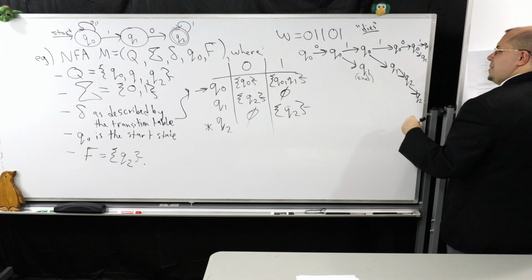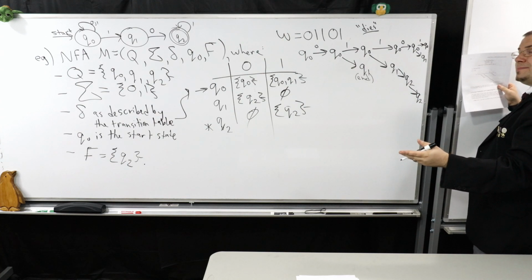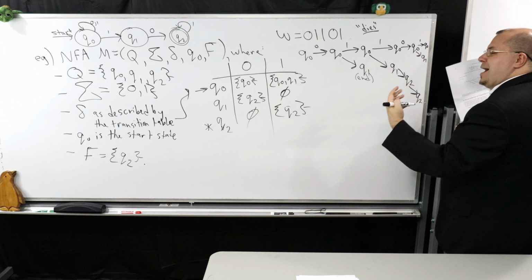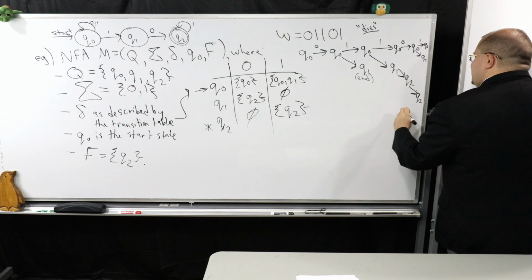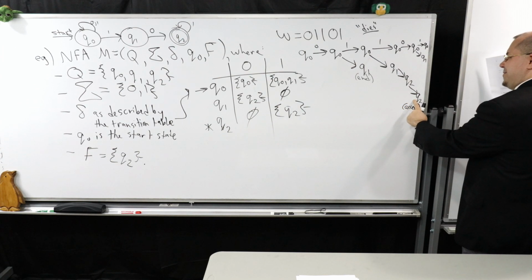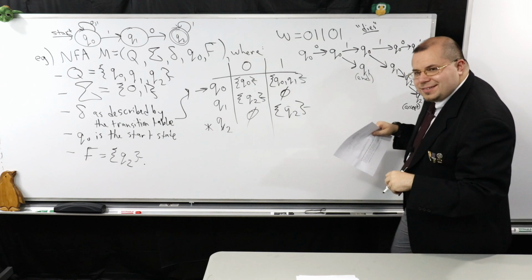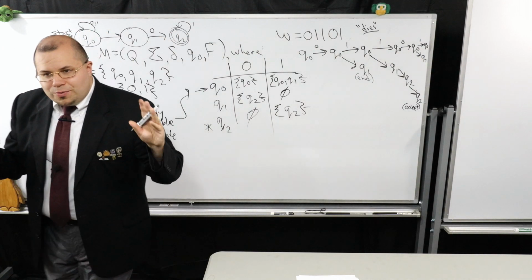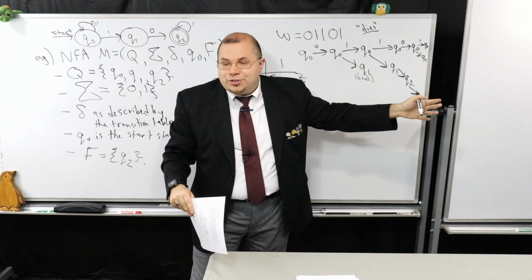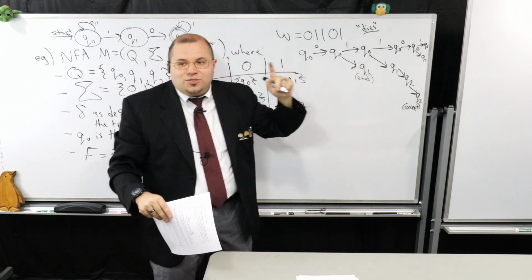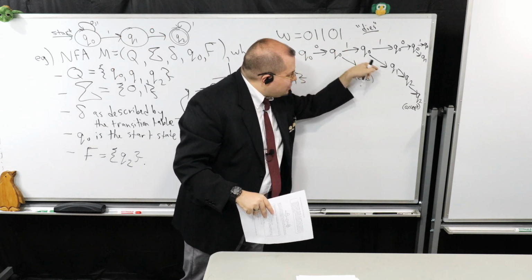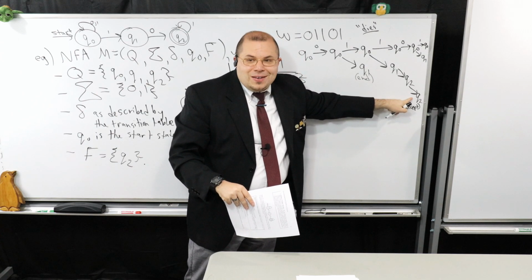But remember, I've finished reading the entire string. What does that mean? How do I know it accepts? It will accept right here because Q2 is a final state. There are two ways you can look at this. You can look at the entire execution if I were to exhaustively do this, and you'll notice that there exists a path of execution that gets me to Q2. So I accept.